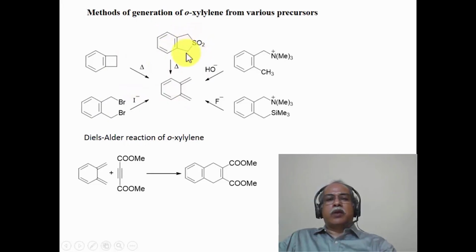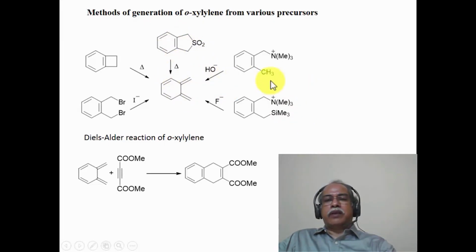This sulfolane molecule, which is a benzo-fused sulfolane, undergoes thermolysis, with chelotropic elimination of sulfur dioxide, to produce the orthoquinodimethyl. The chelotropic elimination will be dealt with in the last portion of the pericyclic part, and for the time being assume that this is also a concerted reaction.